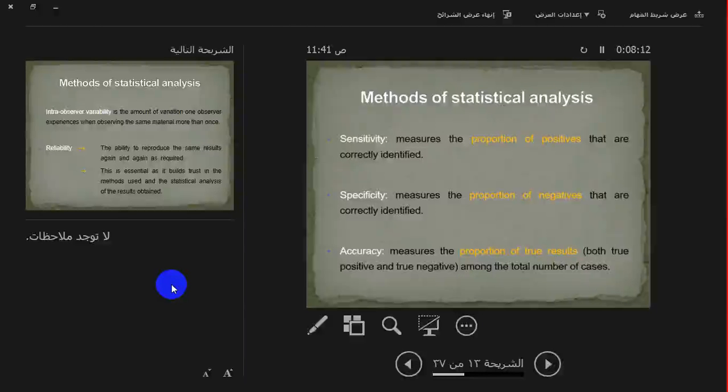assessment. Sensitivity, which measures the proportion of positives that are correctly identified. Specificity measures the proportion of negatives that are correctly identified. And accuracy measures the proportion of the true results, both true positive and true negative, among the total number of cases.